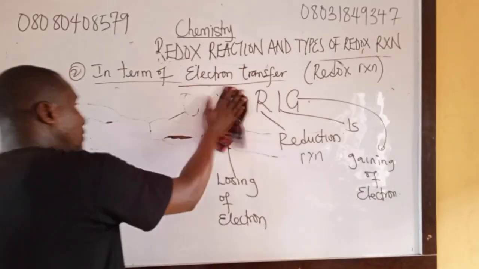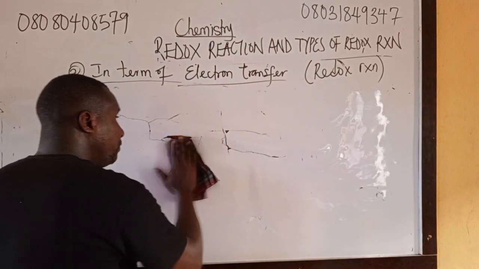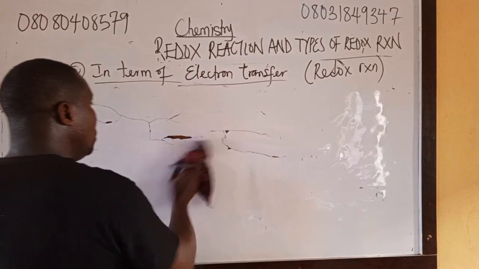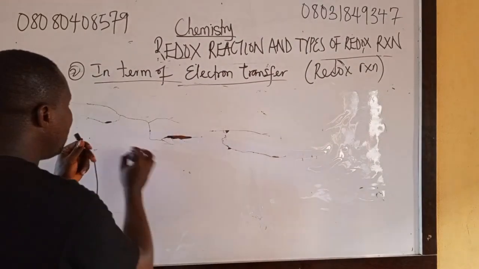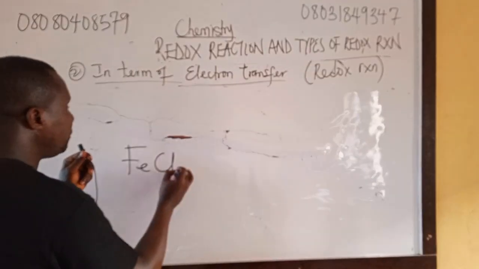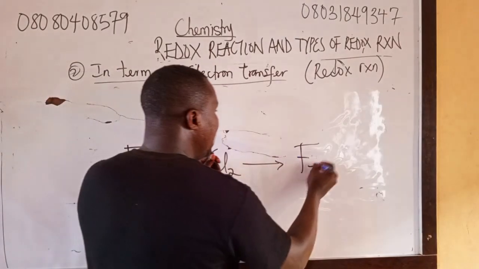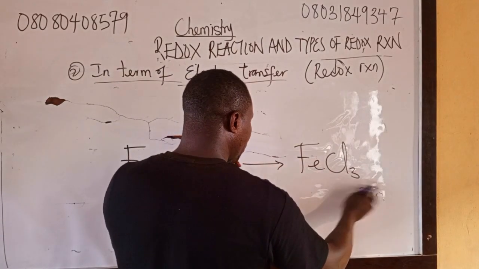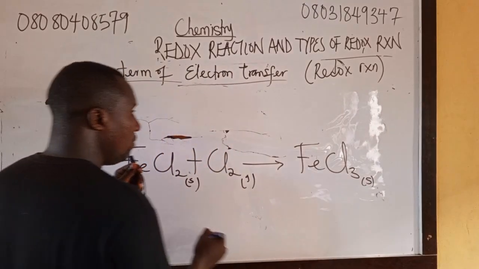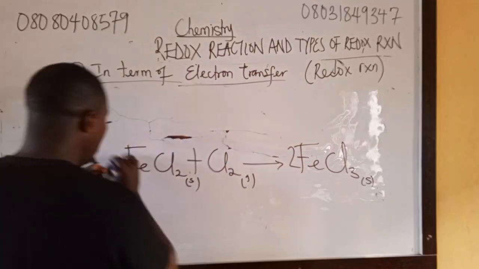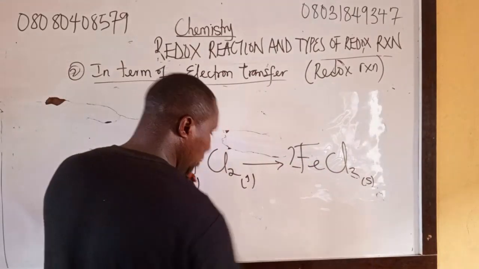So that we can go to the next one, which is the last one for this video. Then in the next video, we go to types. When you have iron(II) chloride plus chlorine gas to give iron(III) chloride. Solid, gas, solid. Balance the equation: 2, 1, 2.